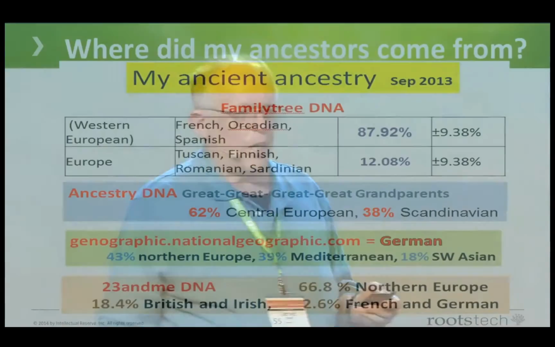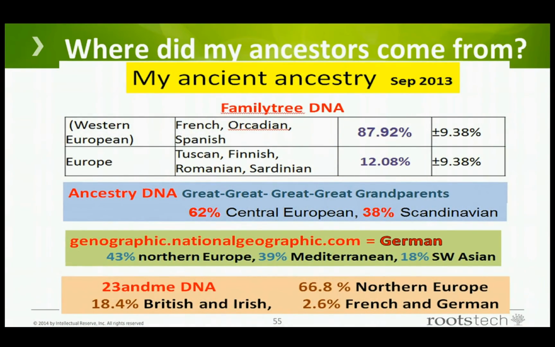Now here's an example of my results from these type tests. Family Tree DNA, the top one I listed, says I'm 87% of what they call Western European, and the samples they have for Western European are French, Orcadian, and Spanish. There weren't many tests in Europe to even compare to. And the other part of me, 12%, is European of the Tuscan, Finnish, Romanian, Sardinian type.